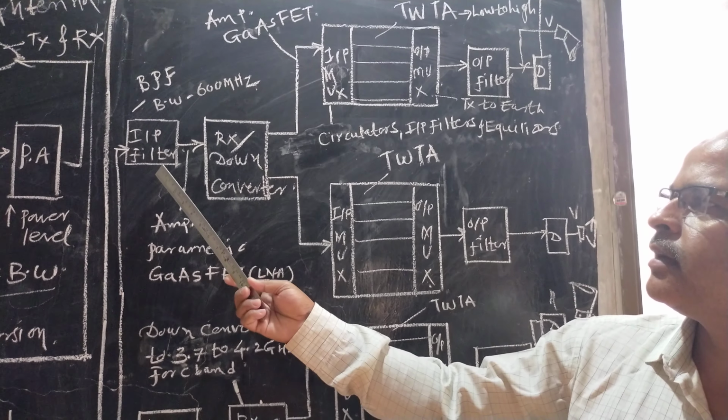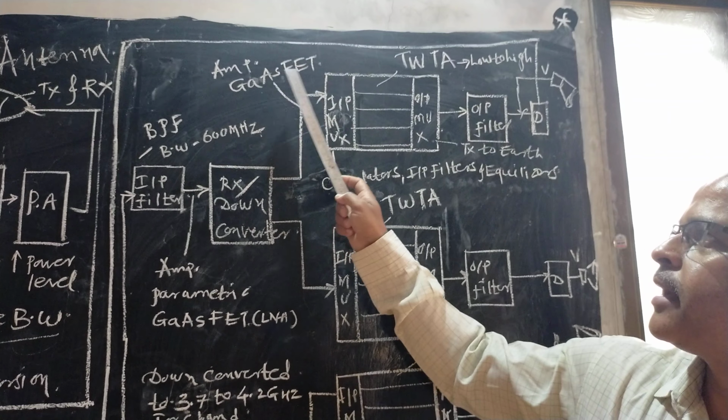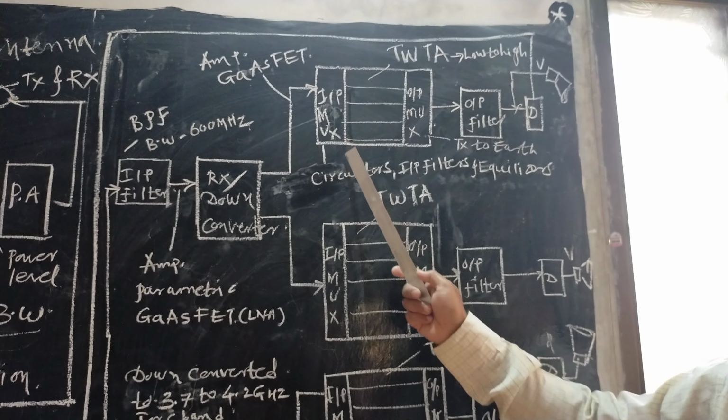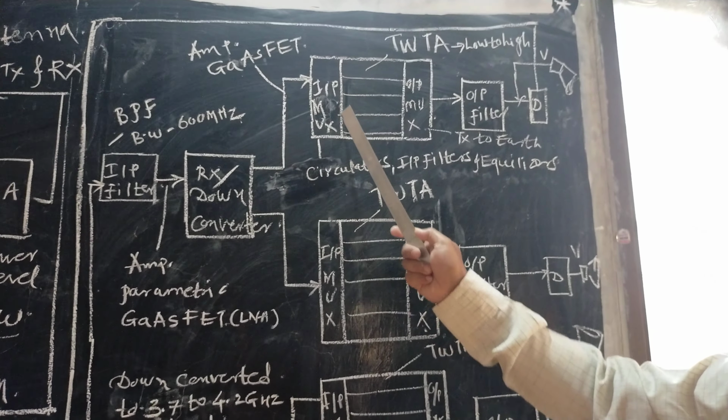The output of that amplifier is down converted to 3.7 to 4.2 gigahertz for C band. Then the output of this down converter is again amplified using gallium arsenide FET. The output of this gallium arsenide FET is given to the input multiplexer. Generally the input multiplexer consists of circulators, input filters, and equalizers.